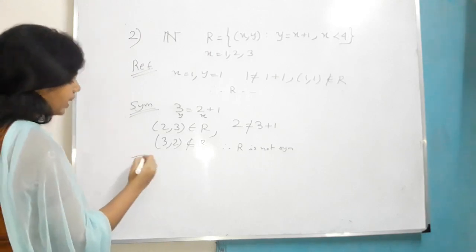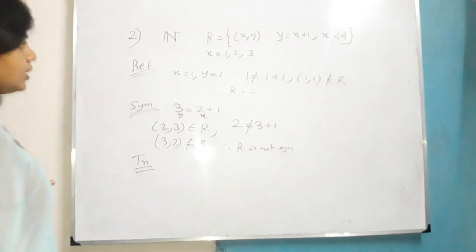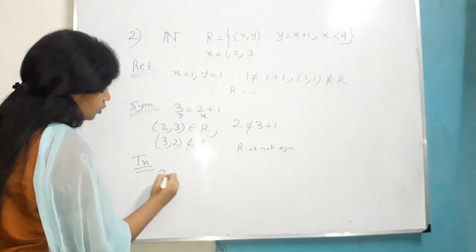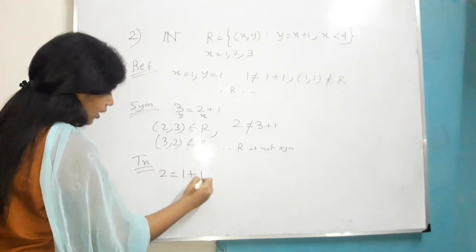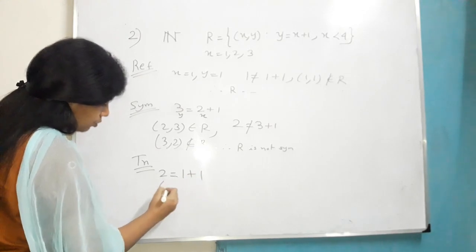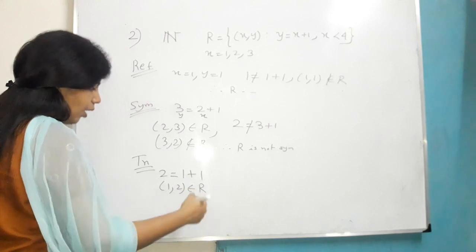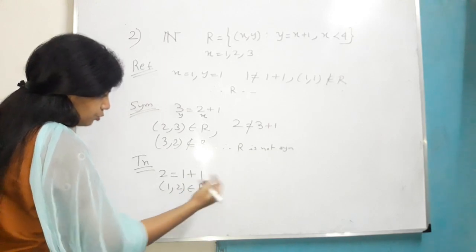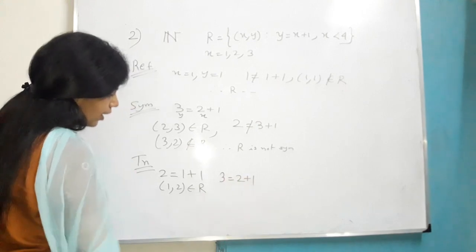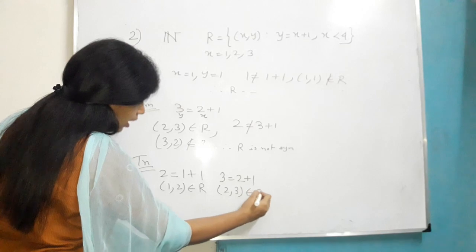Okay, so now next one is transitive. Transitive, if I take suppose 2 equals 1 plus 1, that means I have taken x as 1 and y as 2. So (1,2) belongs to R. Now next I have to start from 2. So you can take 3 equals 2 plus 1, that means (2,3) belongs to R.